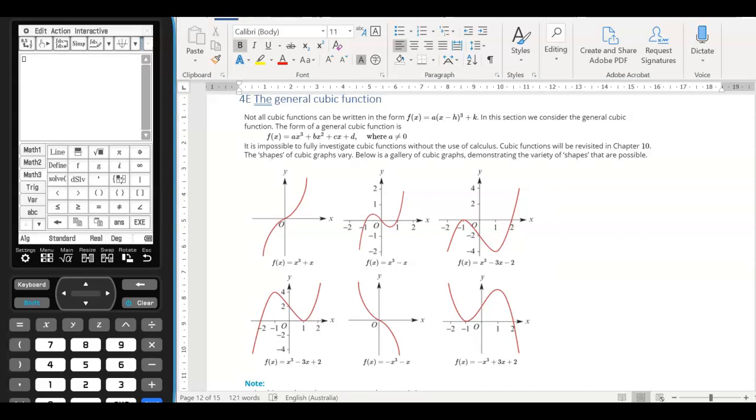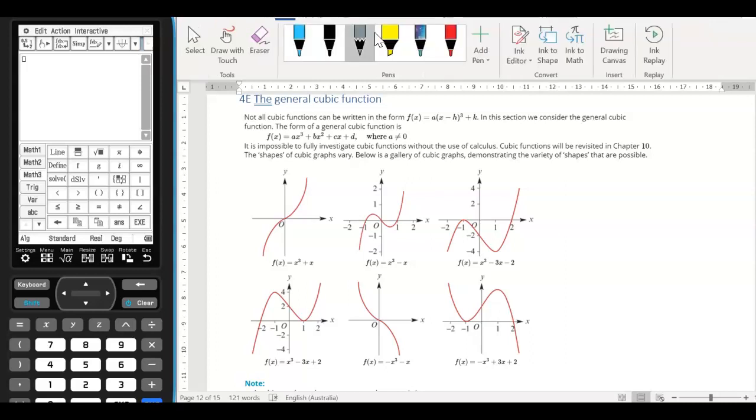Here's our general form of the cubic, so you can see all your transformations there. But what we have here are examples in expanded form or polynomial form. So you can factorize these to get your x-intercepts, which is what we're going to focus on today.